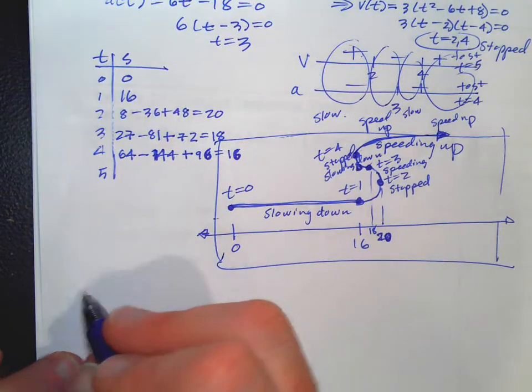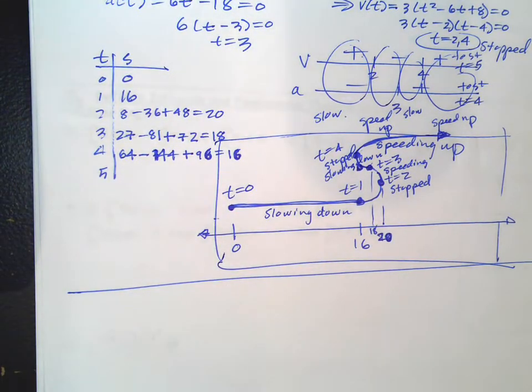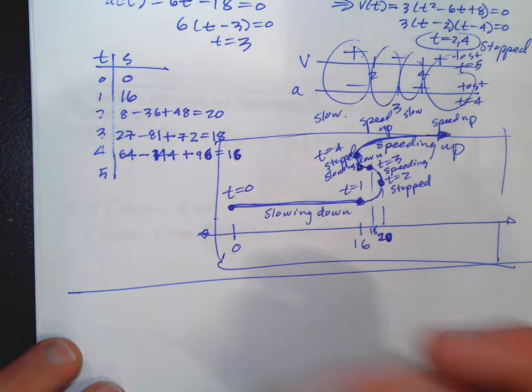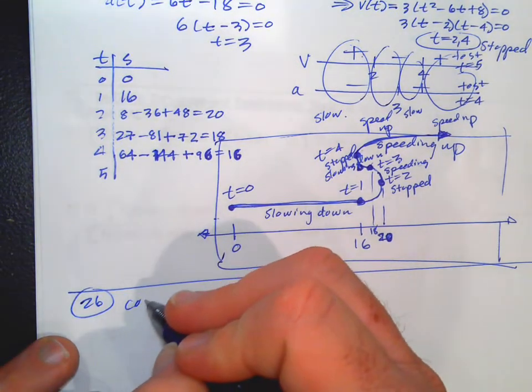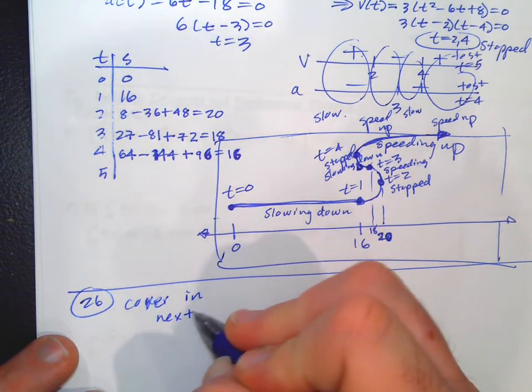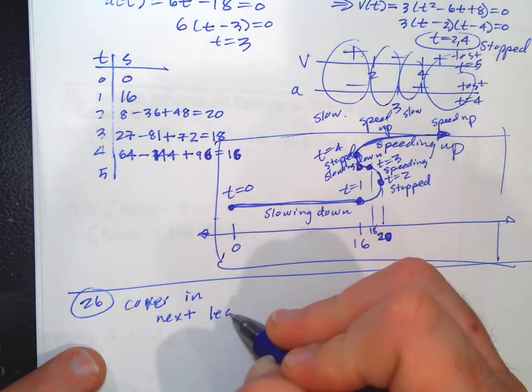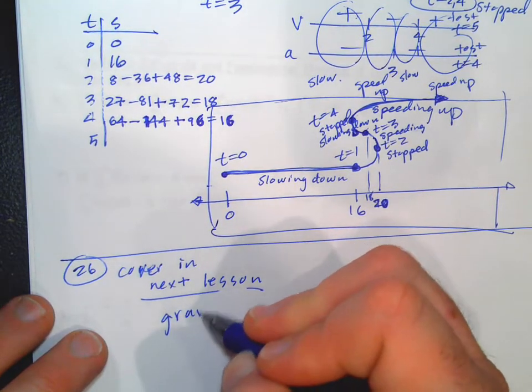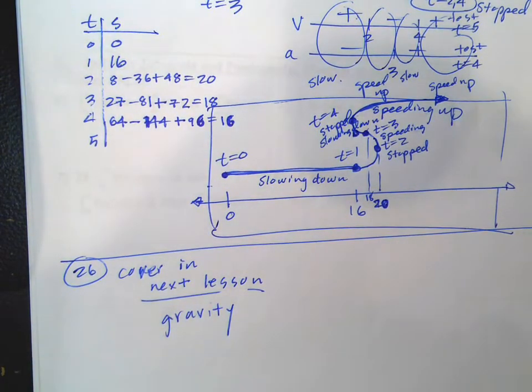It illustrates what's going on here. Problem 26 we'll actually do as part of the next lesson. If you have questions about 26, we will cover it as an example in the next lesson because it involves gravity. We haven't really talked about gravity yet, but we're going to talk about gravity in the next lesson and start to apply these ideas to that kind of scenario. All right.